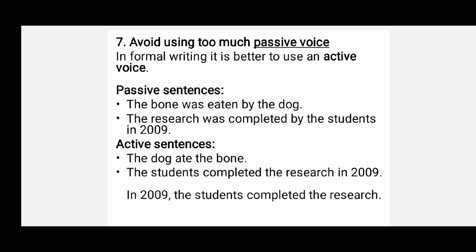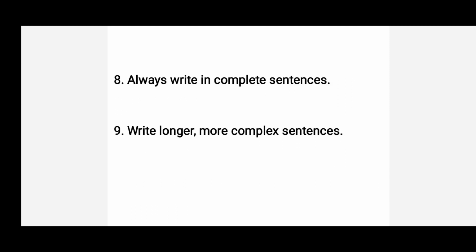Seventh rule is to avoid using too much passive voice. In formal writing, it is better to use an active voice. Here are the examples of passive sentences. First is the bone was eaten by the dog. Second is the research was completed by the students in 2009. Instead, in formal writing, we should use the active sentences, which is the dog ate the bone and the students completed the research in 2009, or in 2009, the students completed the research.